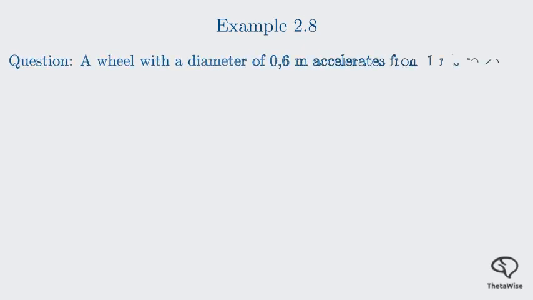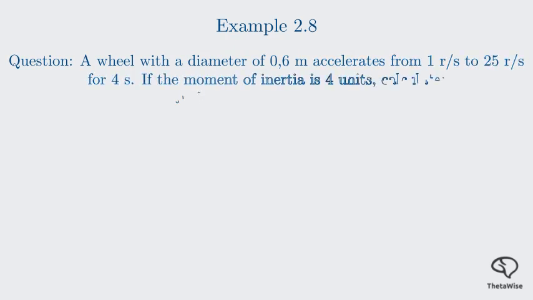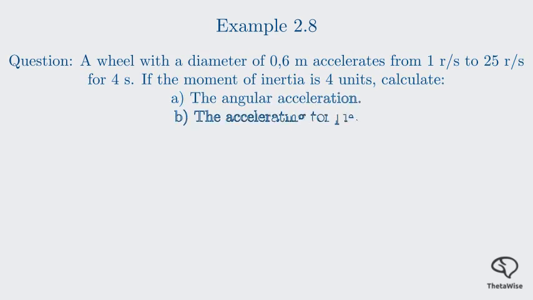Our goal is to calculate the angular acceleration and the accelerating torque of a wheel. The problem states, a wheel with a diameter of 0.6 meters accelerates from 1 revolution per second to 25 revolutions per second in 4 seconds. If the moment of inertia is 4 units, calculate the angular acceleration and the accelerating torque.